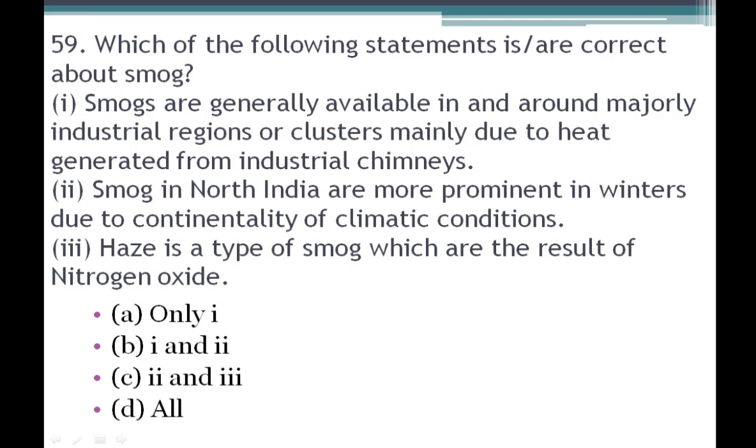Question number 59. Which of the following statements is or are correct about smog? Number 1. Smogs are generally available in and around majorly industrial regions or clusters, mainly due to heat generated from industrial chimneys. Number 2. Smog in North India are more prominent in winters due to continentality of climatic conditions. Number 3. Haze is a type of smog which are the result of nitrogen oxide. The correct answer is option D, that is all of the above.